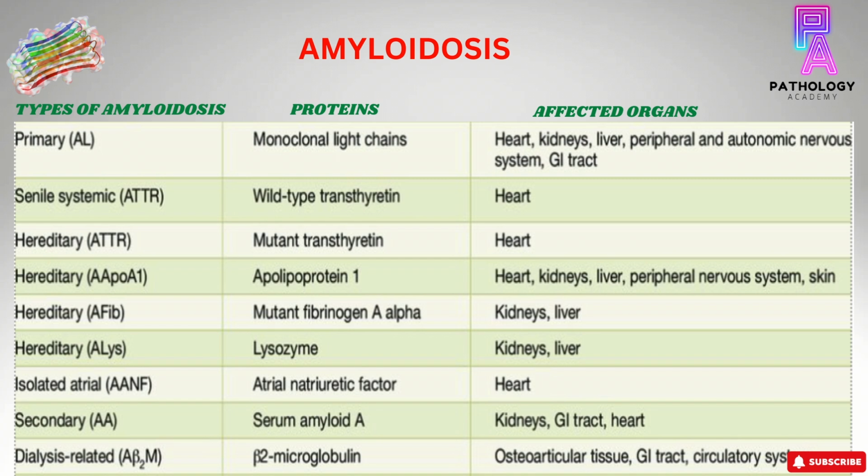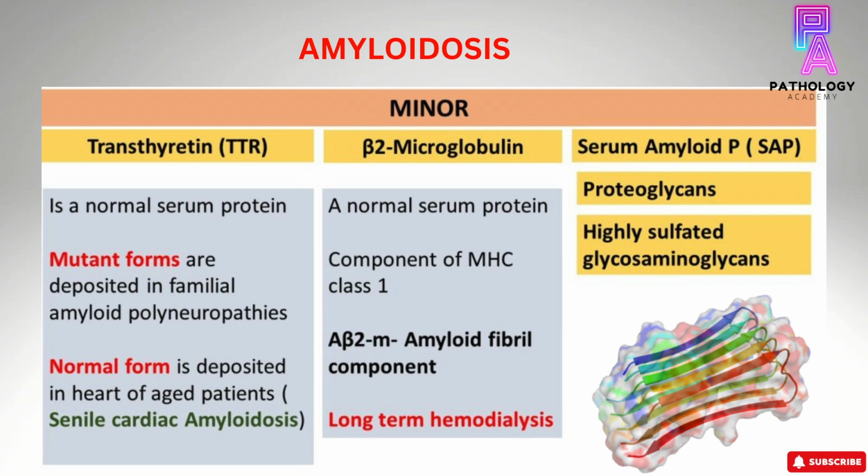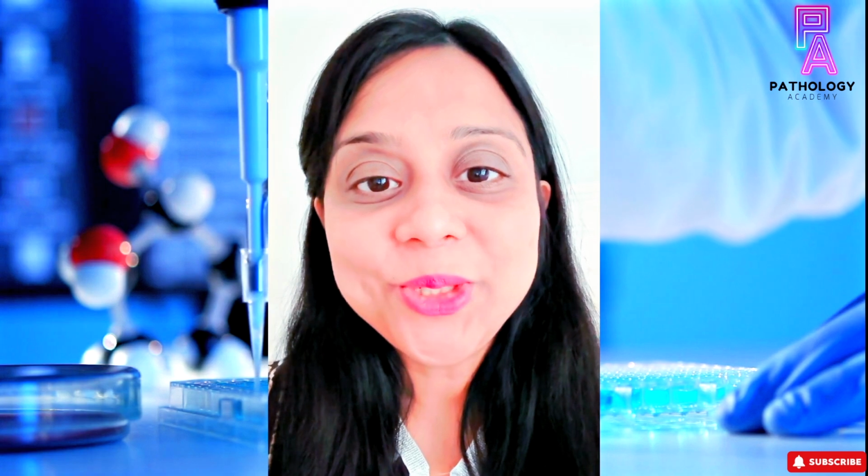Here I have enumerated some different types of amyloidosis with the proteins involved and the organs affected. To summarize, amyloidosis are of different types. Most commonly are AL protein, AA protein and beta amyloid protein. Other forms are transthyretin, beta 2 microglobulin and serum amyloid P protein. Hope you all understood the lecture well.